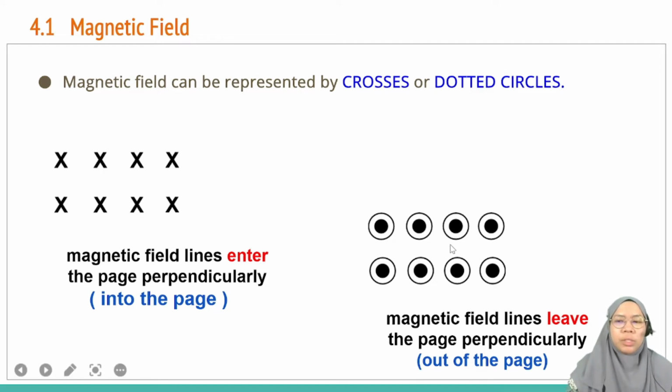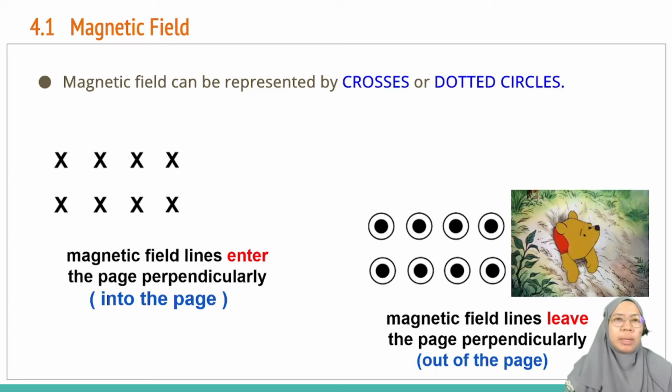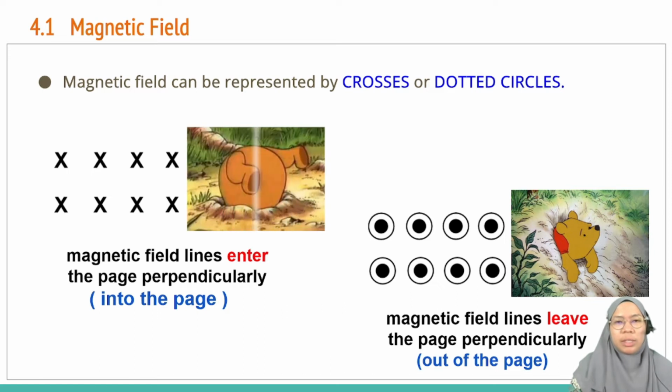To help you remember this, maybe you can imagine when something is coming out from a hole, most of the time you will see the head first. So remember the dotted circles. And if something is going into a hole, you will see the back of the thing. So you can remember the cross. Hopefully this is going to be helpful for you.